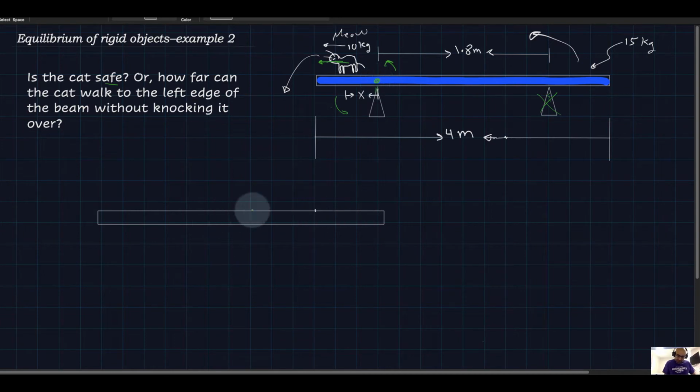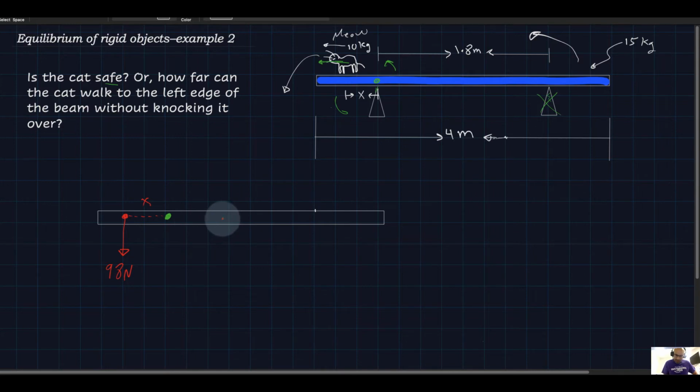Okay, let's draw the free body diagram. Here's the free body diagram. There's no fulcrum here, so there's no N1 or N2. So there's only the axis of rotation here. And the cat is here somewhere. So that's the cat. And the cat has a weight equal to 10 kilograms times 9.8, which is 98 Newtons, at a distance x, which we don't know, the distance x at which the beam is going to be rotating or knocked over or destabilized.